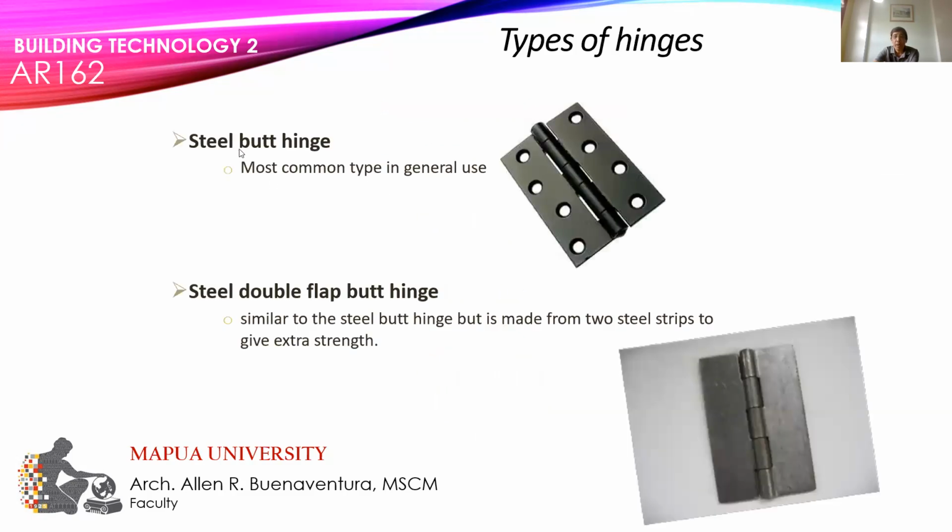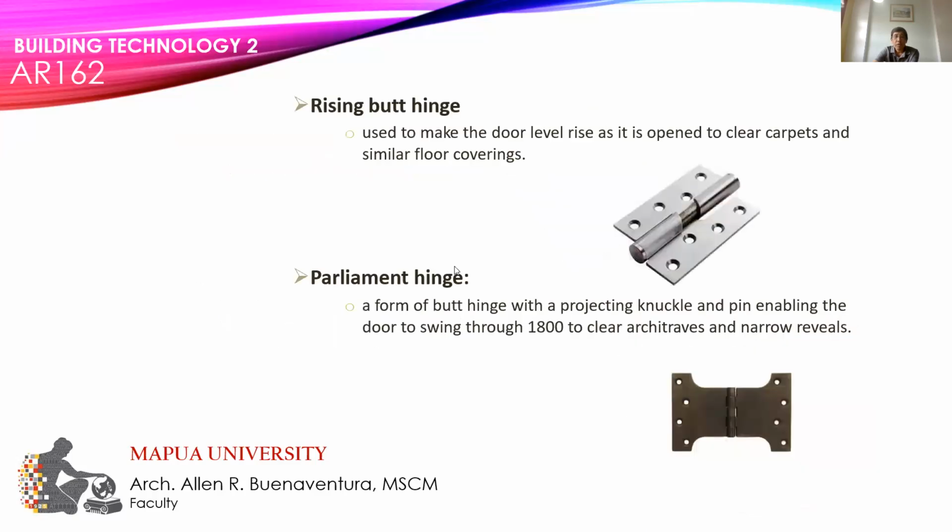So this is a steel butt hinge, no? As you can see, this is a common type in general use. We also have a double flap butt hinge, similar to the steel butt hinge, made of 2 steel strips to give extra strength, no? So this is the raising butt hinge, used to make the door rise as it opens to clear carpets and similar floor coverings.